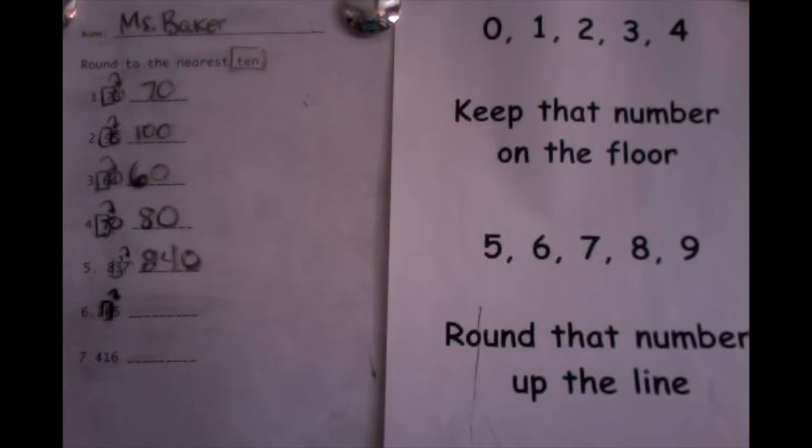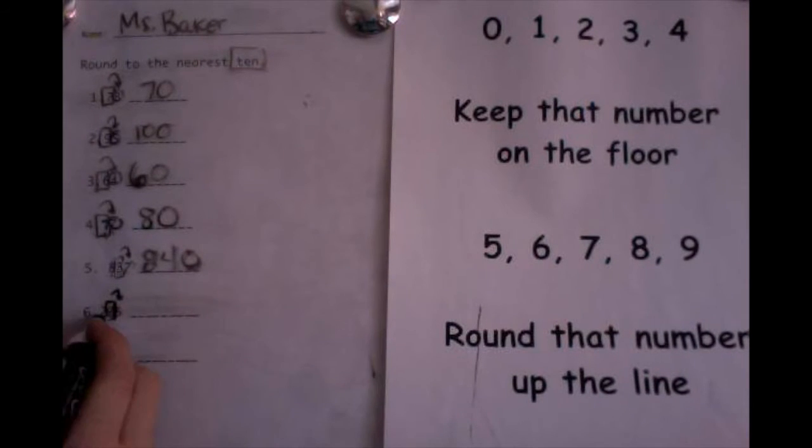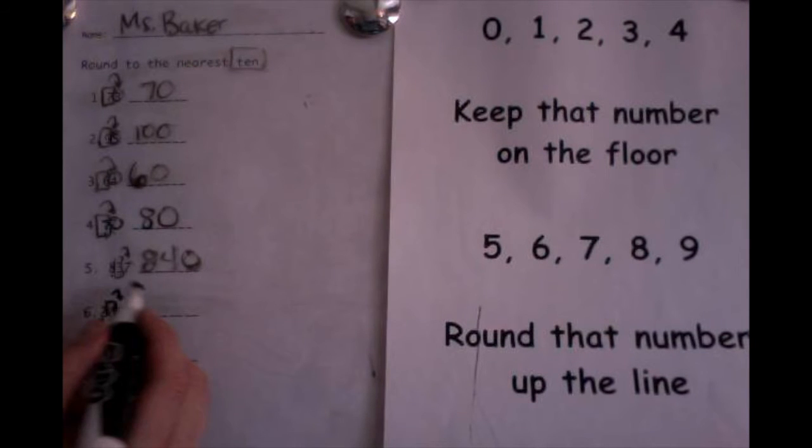We have a 5. 0, 1, 2, 3, 4. Keep that number on the floor. 5, 6, 7, 8, 9. Round that number up the line. So we are going to be rounding our place value up the number line. Remember, we do not touch our hundreds place. Our hundreds place is going to stay the same. So let's write a 2 in our hundreds place.